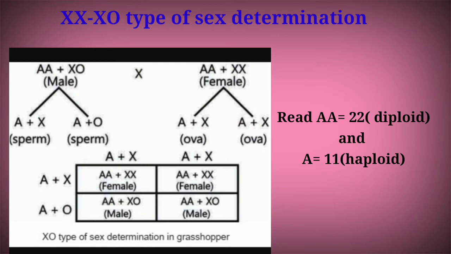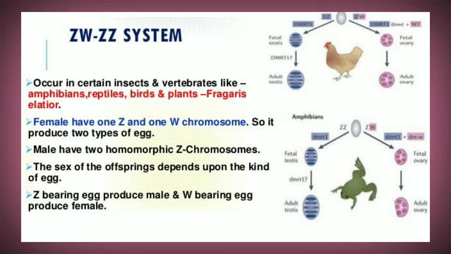And now let's come to the third type, which is called ZZ and ZW type. This is the third type of sex determination, called ZW, ZZ type. Here the female is heterogametic and the male is homogametic. And this type of sex determination occurs in certain insects, mostly the amphibians, reptiles, birds, and plants like Fragaria.